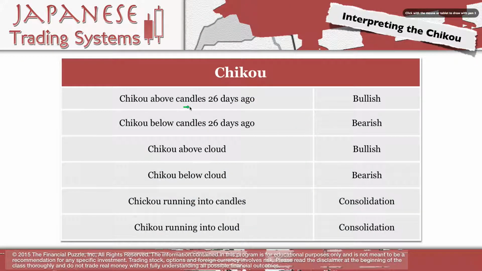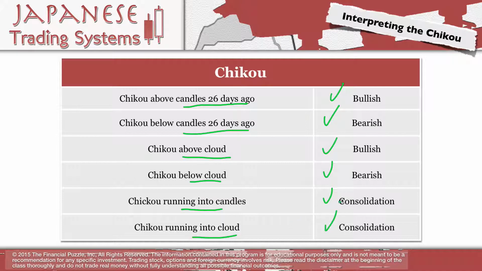Remember, if Chikou's above the candles from 26 days ago, we are bullish. If we're below the candles, we are bearish. If the Chikou is above the cloud, it's bullish. If it's below the cloud, it's bearish. And if the Chikou is running into the candles, it's consolidation. If Chikou is running into the cloud, it is consolidation. So 6 signals that we're looking for.